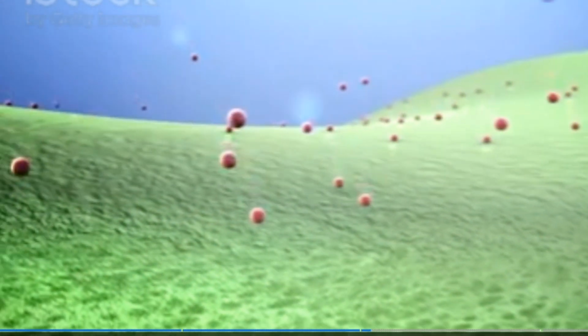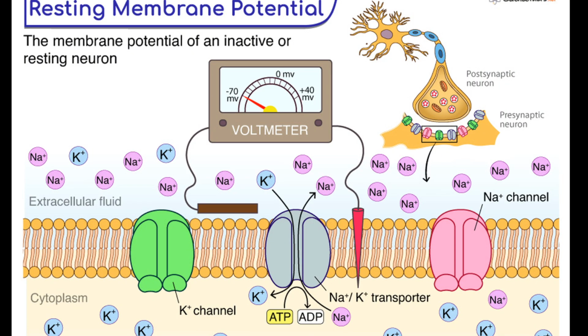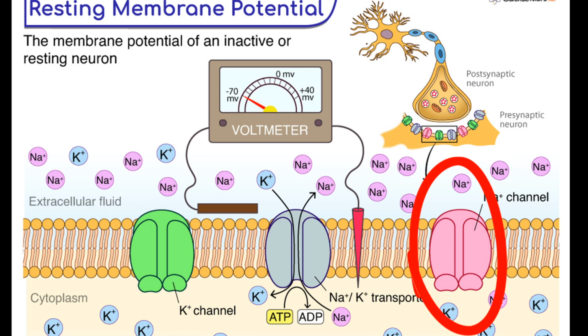The cell membrane is not just a passive barrier, it is studded with specialized proteins called ion channels that act as gatekeepers, regulating the flow of ions into and out of the cell. These channels are selectively permeable, meaning they allow only specific types of ions to pass through. Think of these ion channels as doorways in a wall. Just like doorways regulate the flow of people in and out of a room, ion channels regulate the flow of ions in and out of the cell.